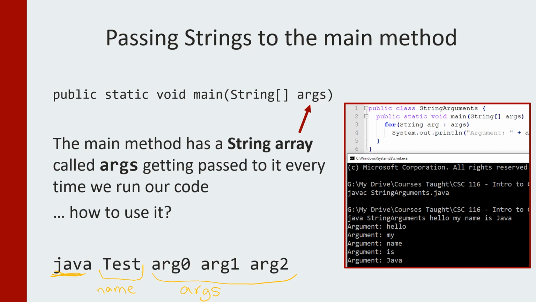So here I have some code which all it does is take in string args and then does a for each loop that we just talked about, string arg in args, and prints out each of the arguments. And now when we run it, let's take a look. We'll compile it, and then here we run it. Java string arguments, hello, my name is Java. So you can see that each of these words are separated by a space, and what the program then does is just prints out each of those on its own line.